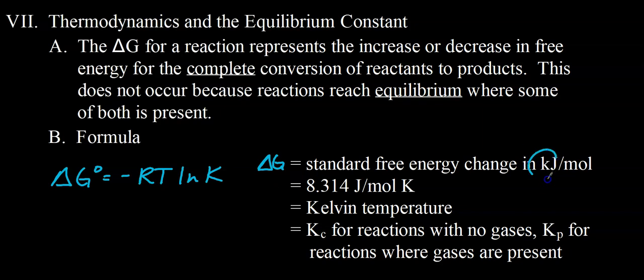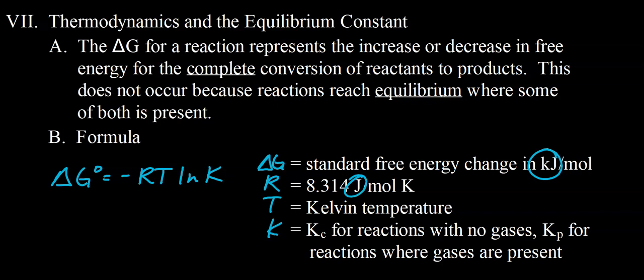Because that's in kilojoules, we need the ideal gas constant that has energy units in it, so 8.314 joules per mole Kelvin. Of course, T is our Kelvin temperature. And then K, again, this could be KEQ, so I just put K: KC for reactions with no gases, KP for reactions that have gases present in them.